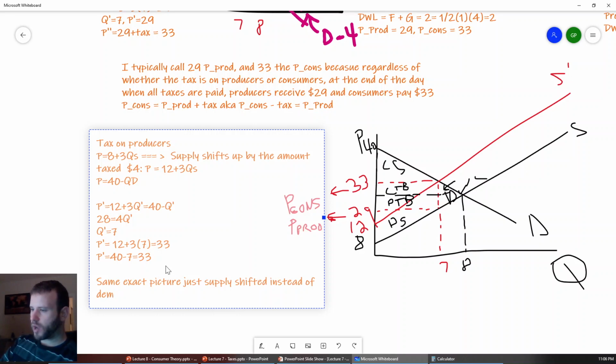So why did I do this? First of all, is this always going to be the case? Yes. If the tax is on consumers or if the tax is on producers, it doesn't matter. That's why I did this. Essentially, instead of adding 4 to the supply equation, we subtracted 4 from the demand equation. Everything else stayed the same.